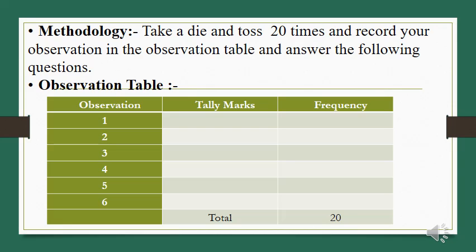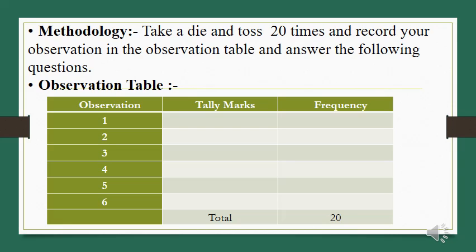Now in this activity you have to take a die which you prepared or which you might have at home, then toss it 20 times, and each time you have to record your observation and note it down in the observation table. In case you get number 2, then you put a tally mark in the tally marks table, and if you get 4, put a tally mark there. Like this, a total of 20 times you have to throw the die. Each time you have to record.